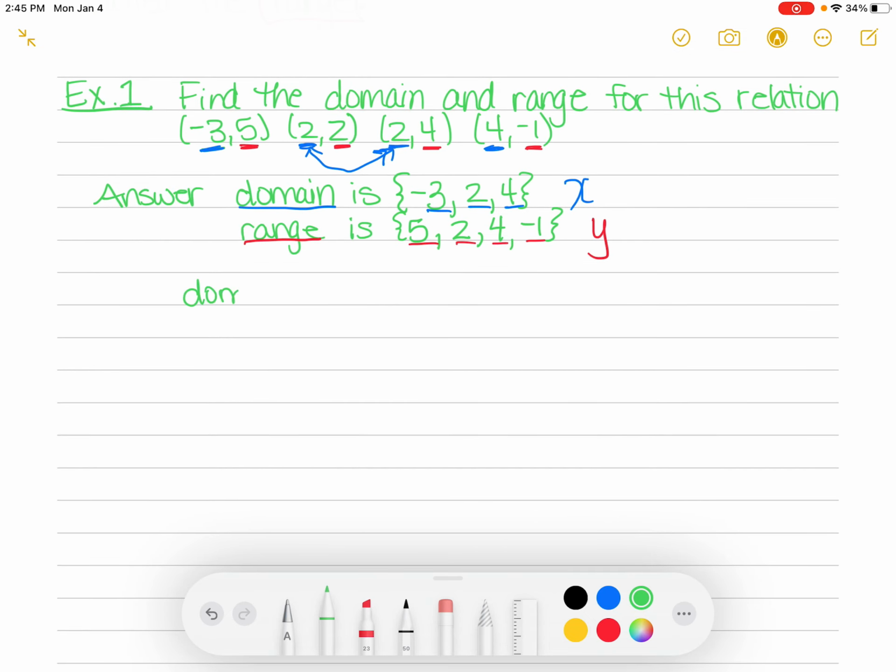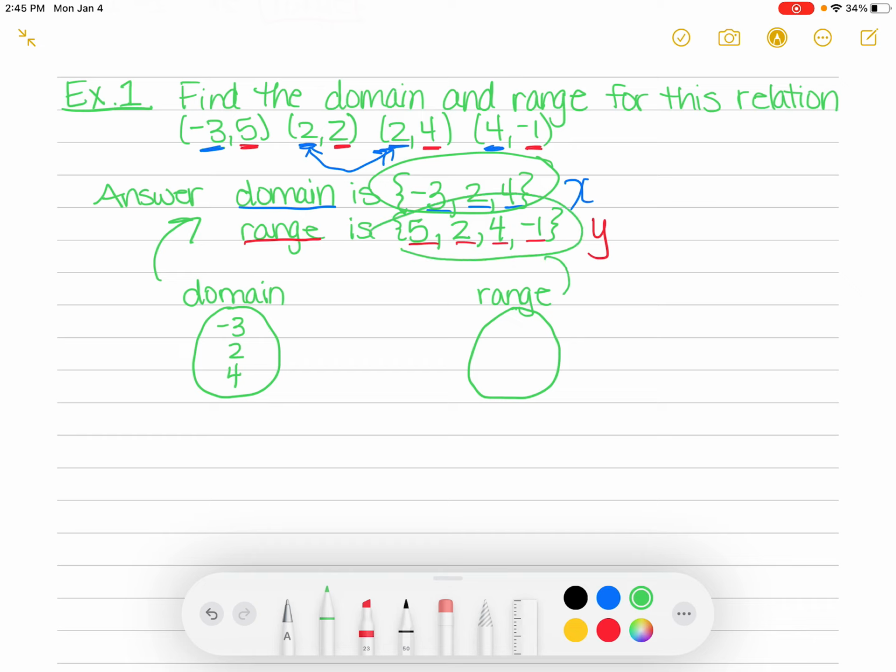And you will have to do this in homework and maybe even on some assignments, but I don't usually put this on a test unless it's extra credit. Okay, so I'm going to still use these same ones up here. I'm going to write down these for domain. So I'm going to have -3, 2, and 4. And then I'm going to write down these for the range. So I'm going to have 5, 2, 4, -1.